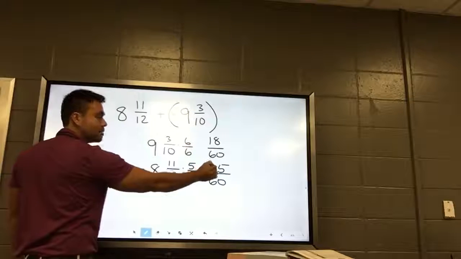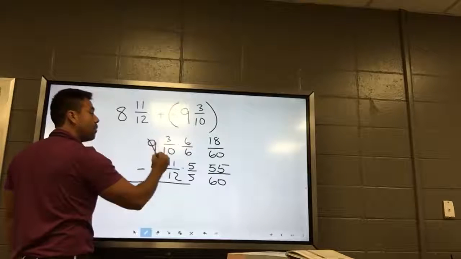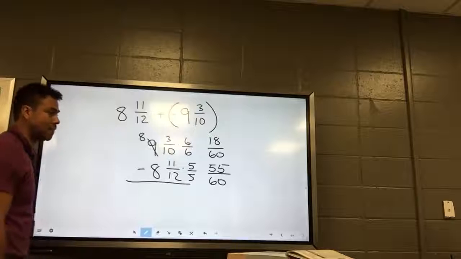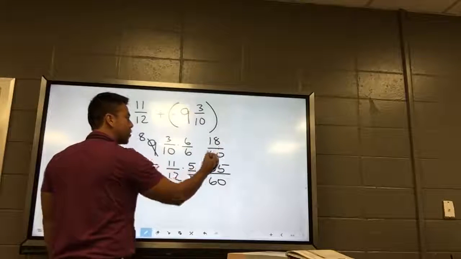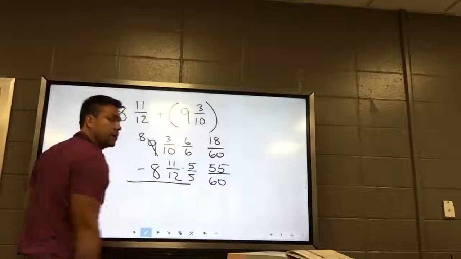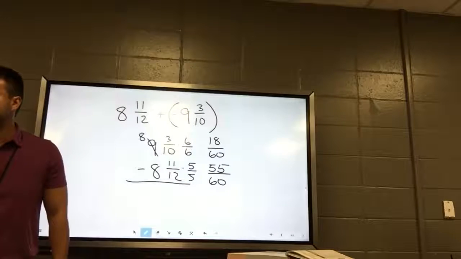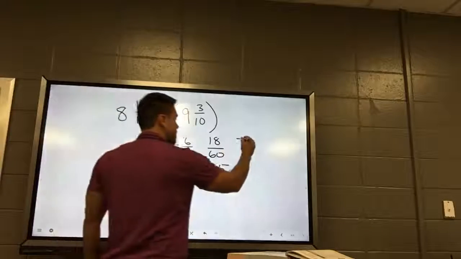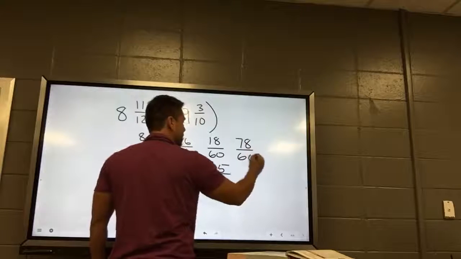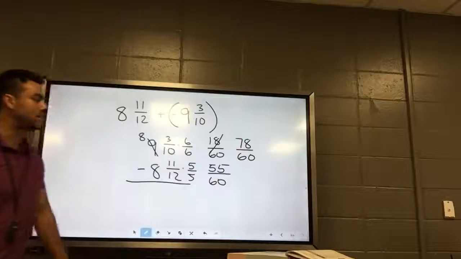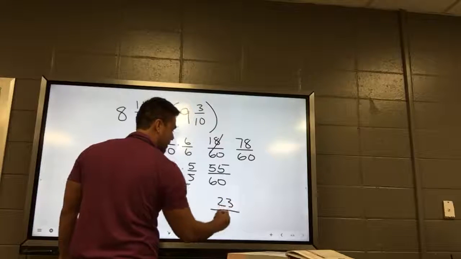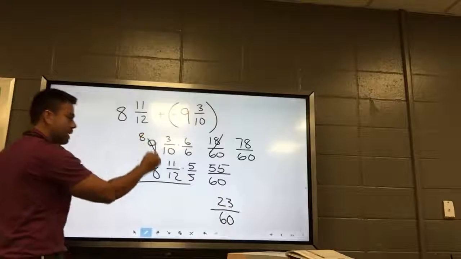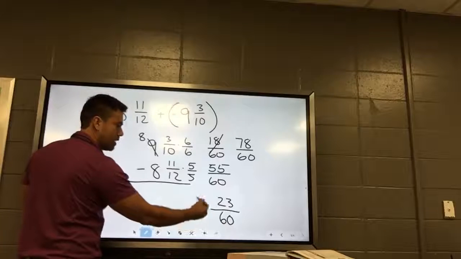Can I do 18 minus 55? So I'm gonna borrow, make that an 8. And you'll see how your answer is very close. So what happens when I borrowed 1? What did I actually add here? I added 60/60, which gives me 78/60. So I'm gonna cross that out. Now it's 78 minus 55, 23/60. 8 minus 8, 0, so you don't put anything there.